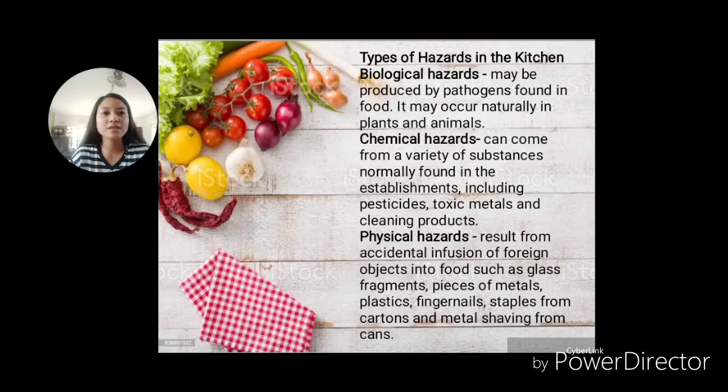Types of hazards in the kitchen. Biological hazards may be produced by pathogens found in food. They may occur naturally in plants and animals. Chemical hazards can come from a variety of substances normally found in the establishments, including pesticides, toxics, metals, and cleaning products. Physical hazards result from accidental intrusion of foreign objects into food, such as glass fragments, specks of metal, plastics, fingernails, staples from cartons, and metal shavings from cans.